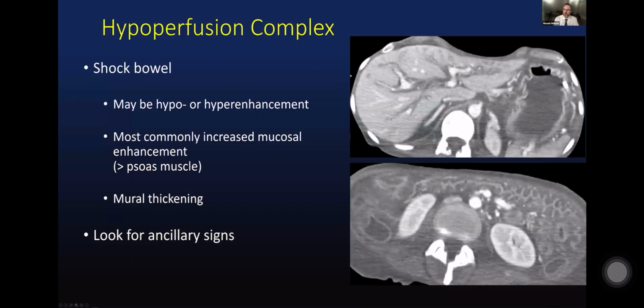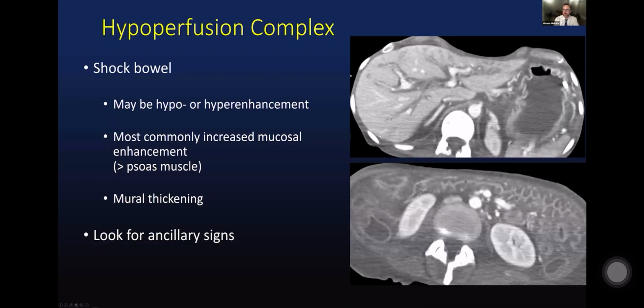This can be a little confusing because the same condition, depending upon where you're at in the patient's resuscitation, can also look like this, which is more edema within the small and large bowel. You can tell that this is probably third spacing though, because of the periportal and body wall edema that's accompanying it. You should look for ancillary signs, namely hyperenhancing adrenal glands.